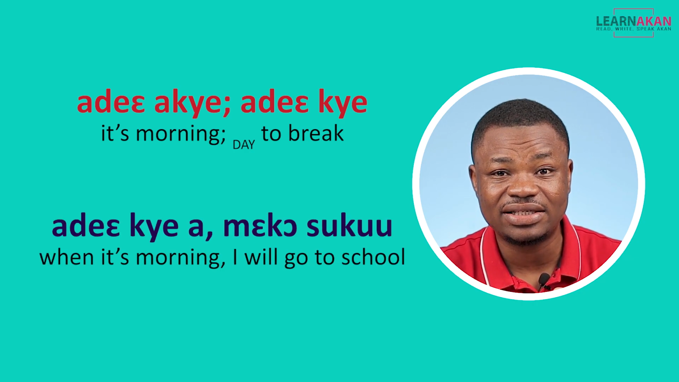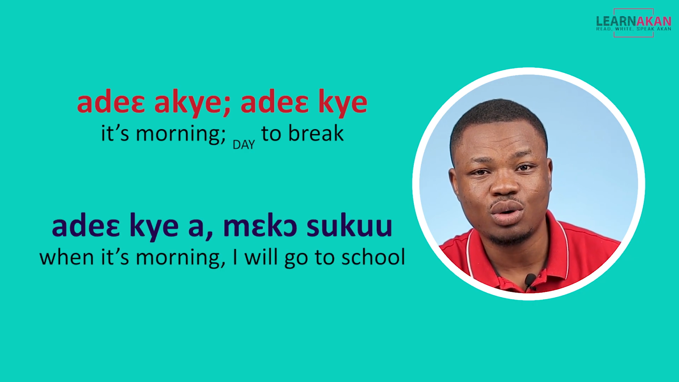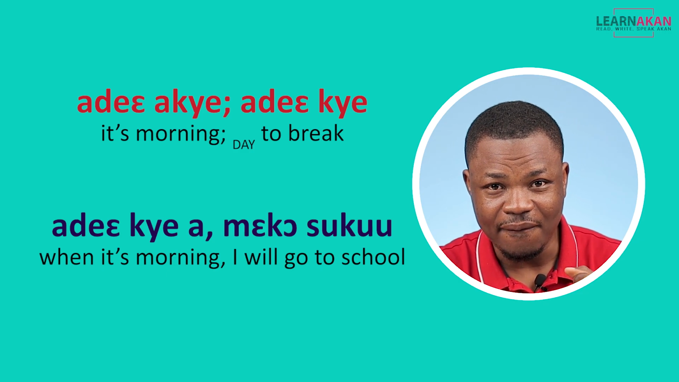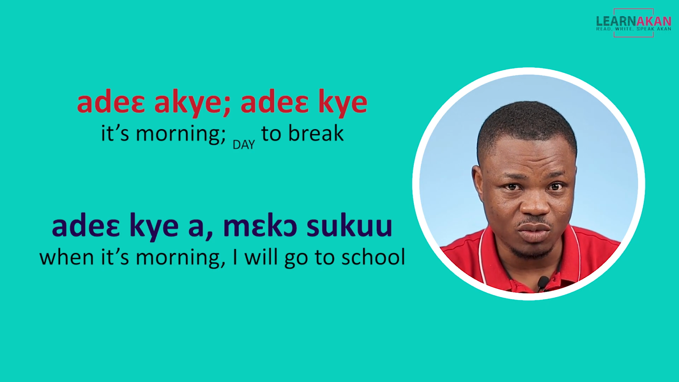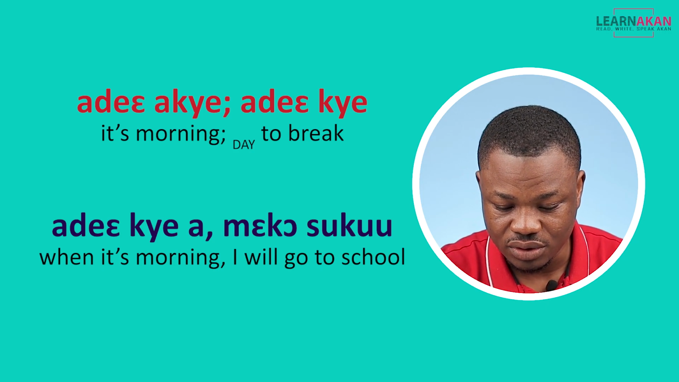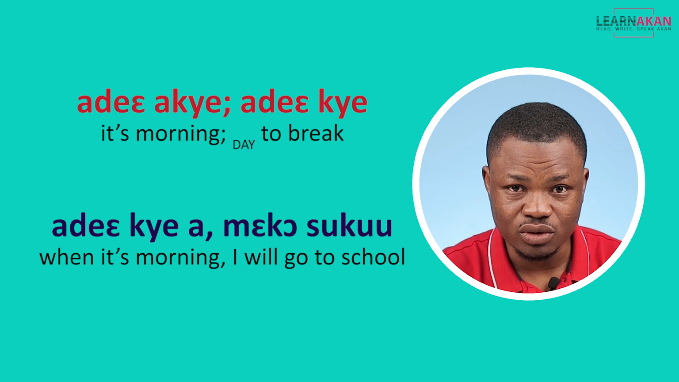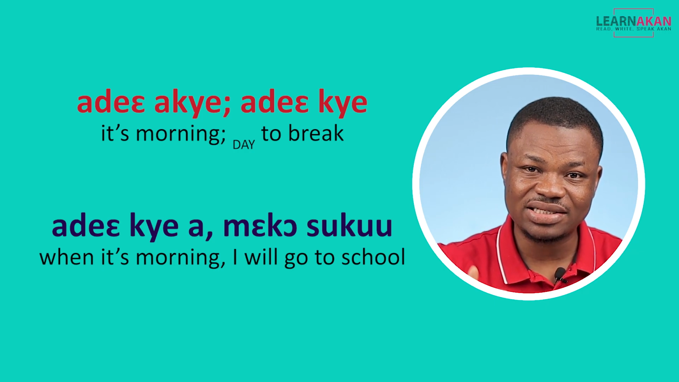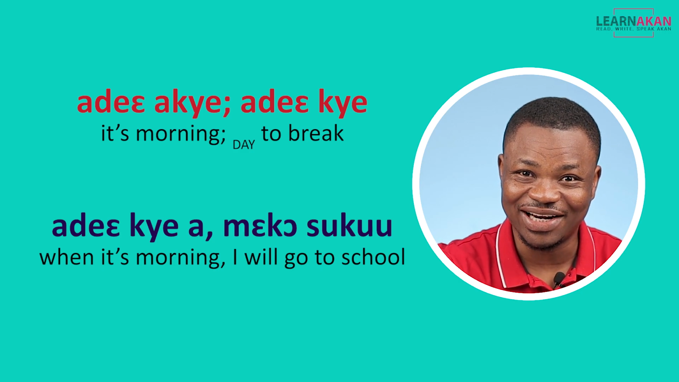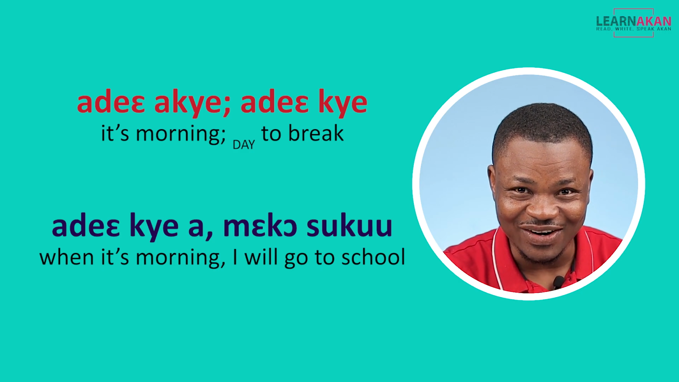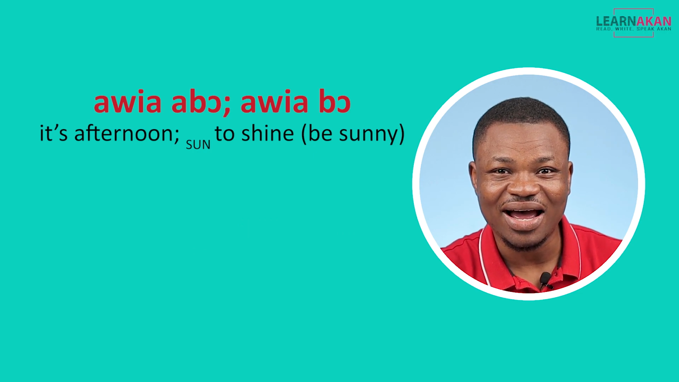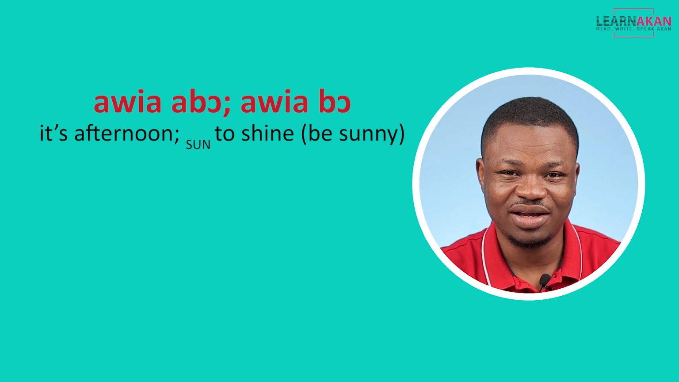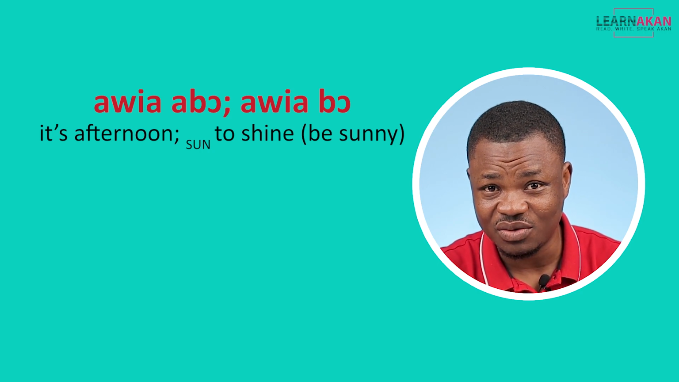Let's see an example sentence here. We have adie achi meko suku. When it's morning, I will go to school, right? So that is for morning. Now, when it's afternoon, so we just said it's morning. When it's afternoon, then we say ewia abo. Ewia abo, okay? So it's afternoon, ewia abo.